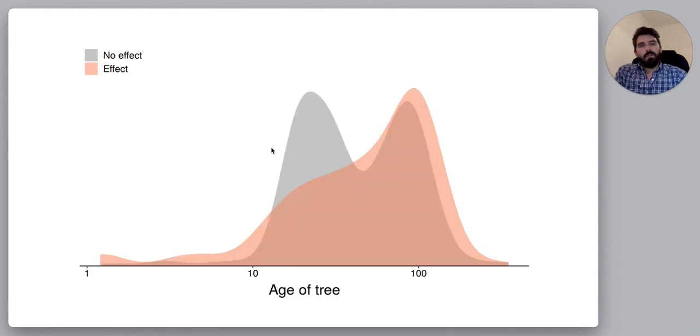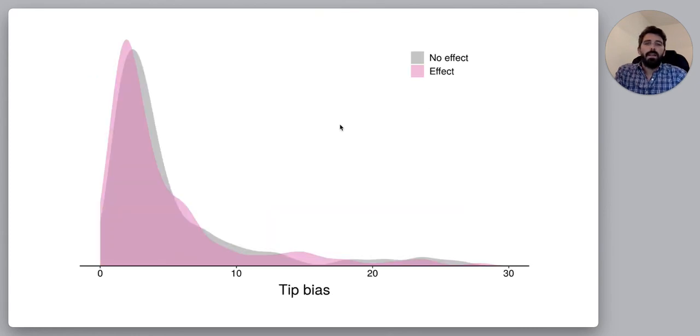A similar pattern is found for the age of the phylogenetic tree used. An absence of trait dependence is more often found when we're using younger trees. Tip bias, here defined as the ratio between the frequencies of the most and the least common character states in the tree, appears to have similar densities in models with and without an effect.